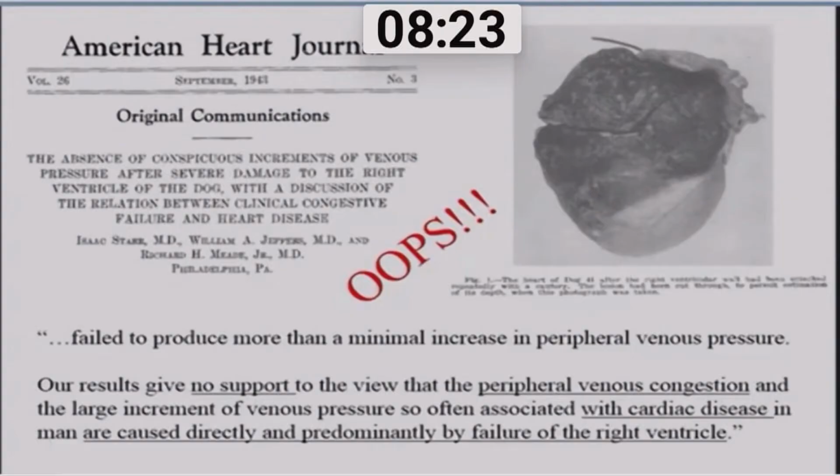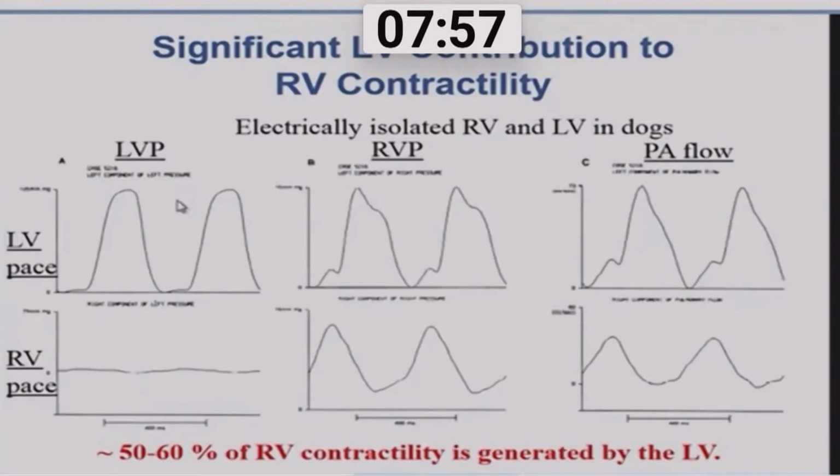This is a study done in 1941. The right ventricle of the dog was cauterized, and there was no right ventricle at all. But despite the absence of the right ventricle, their patient showed no peripheral congestion. So they concluded that there is no evidence that peripheral venous congestion is caused predominantly by right ventricular failure.